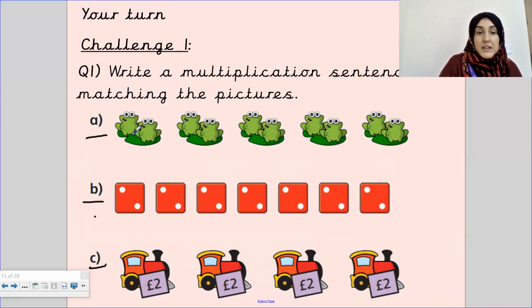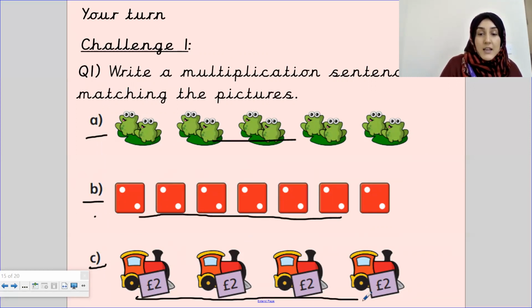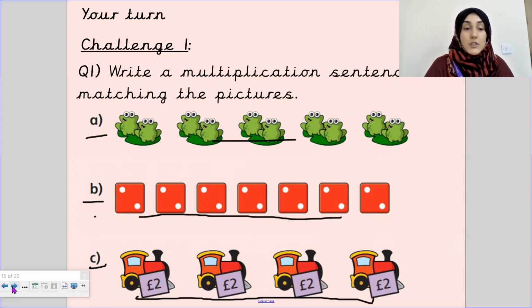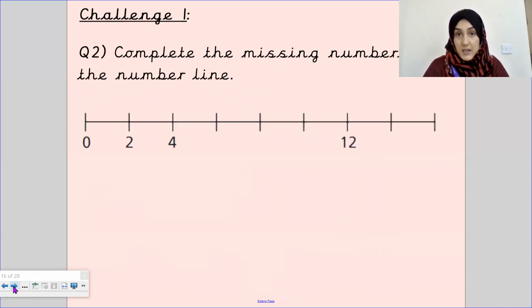So you need to write a multiplication sentence to match the froggies. Then you need to write a multiplication sentence to match the dice. And then you need to write a multiplication sentence to match the trucks, which are all trains, which are £2 each. Okay, once you have completed that challenge 1, children, you also have a second question.